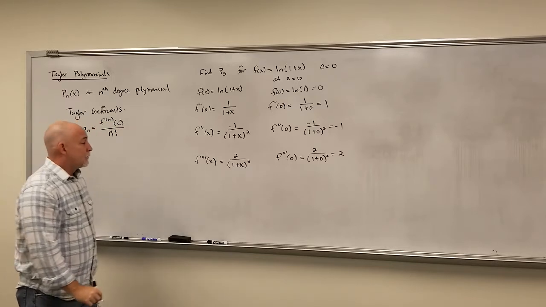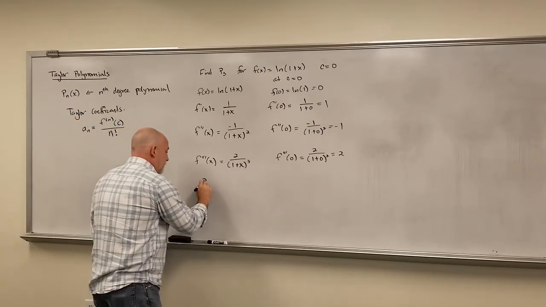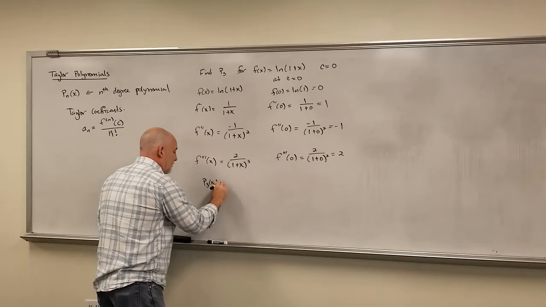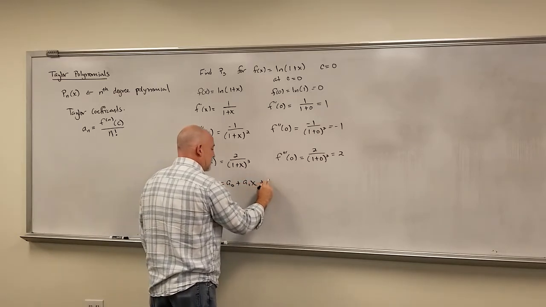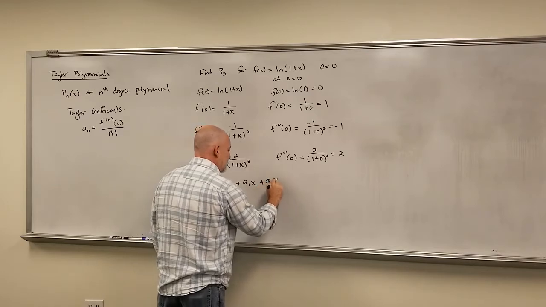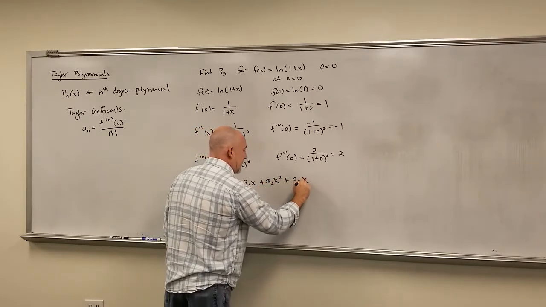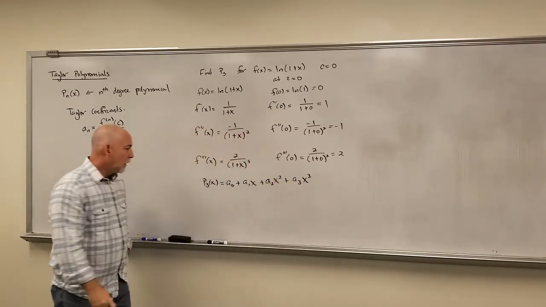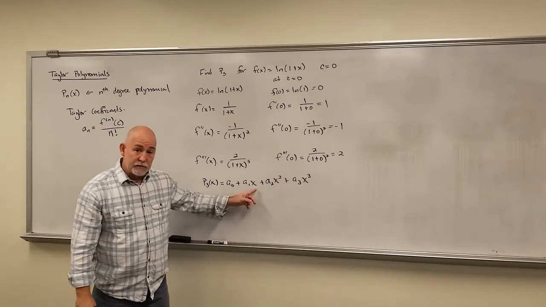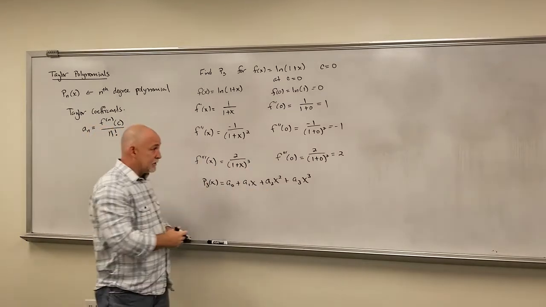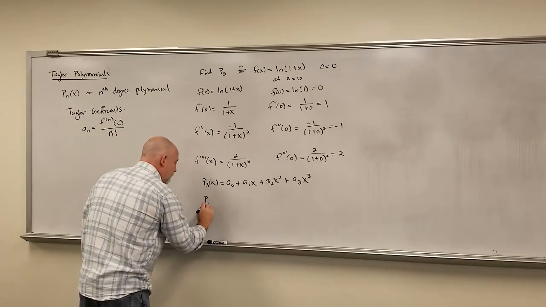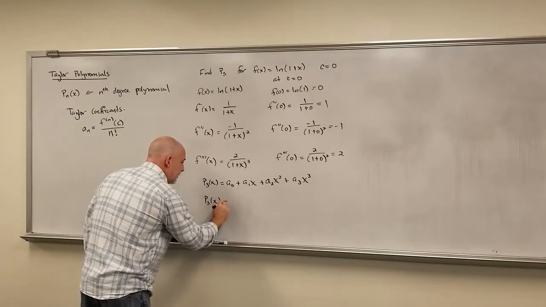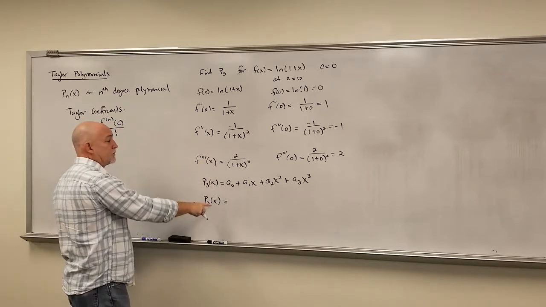Okay, so P3 for this, let's go ahead and write it out. I generally like to expand it out first. So P3 would be A0 plus A1x plus A2x squared plus A3x cubed. Now remember, since it's centered at 0, these are just x's and not x minus c. So what would P3 of x be if we now put in our coefficients?